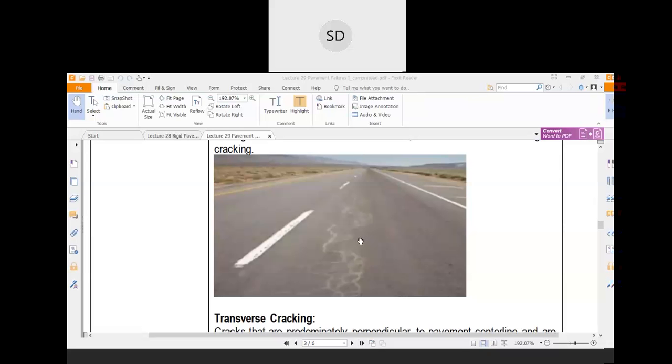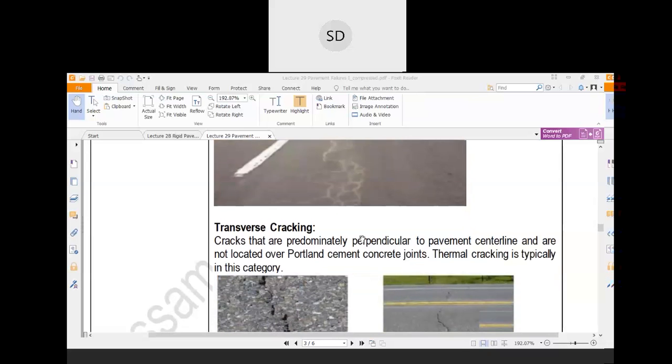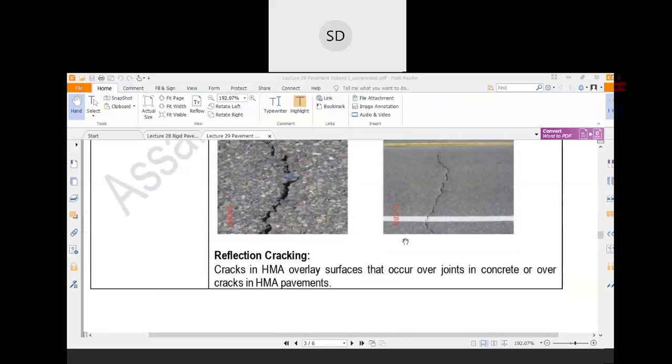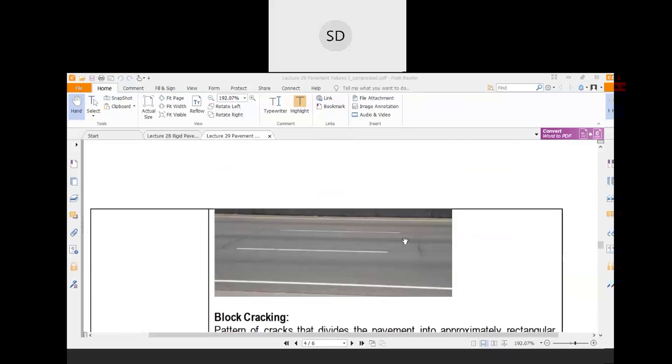Another type of failure is transverse cracking. As the name suggests, transverse cracking appears in the transverse direction of the pavement. So this is transverse cracking. All this type of cracking occurs due to the excessive repetition of the load, for which some tensile stresses are generated just above the base course and beneath the binder course, and because of the tensile stress this type of pavement failure occurs. Then another type of cracking is reflection cracking.